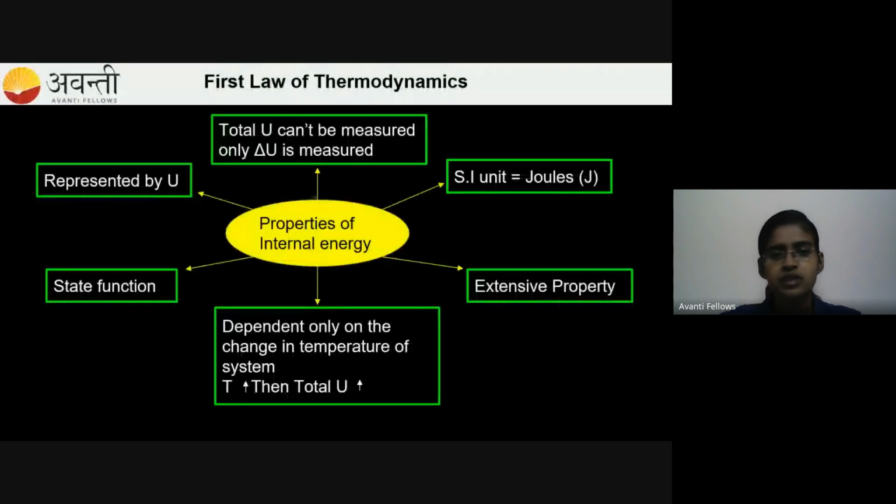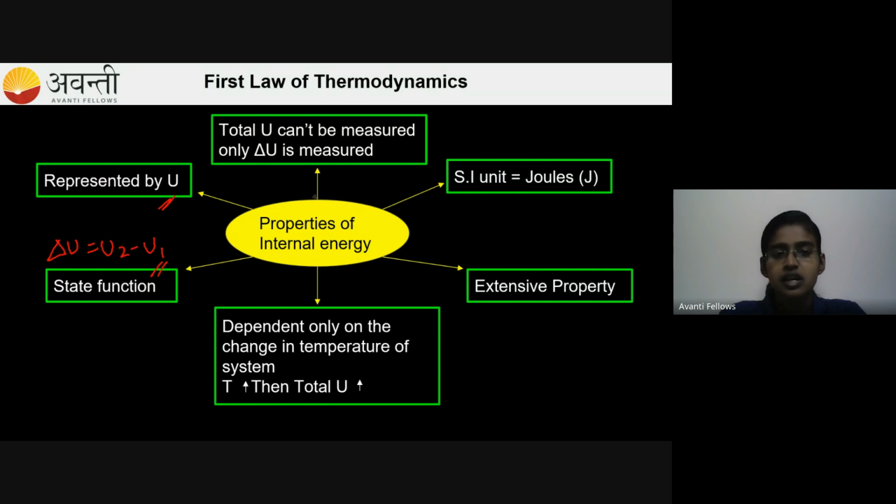Okay. So now the properties of internal energy. The first important property is that it is represented by the letter U. I have already discussed this, and it is a state function. State function means it depends only on the initial state and final state of the system. So delta U is equal to U2 minus U1. U2 means final state, U1 is initial state.